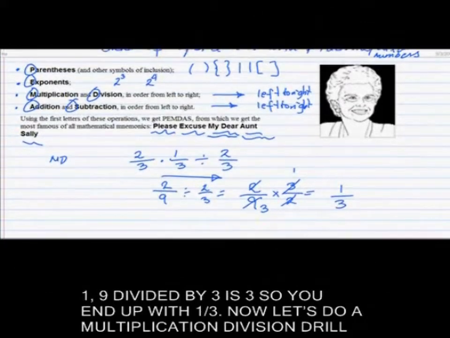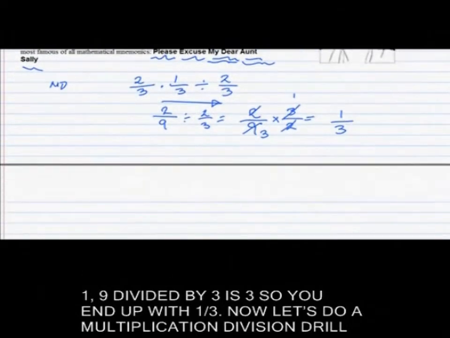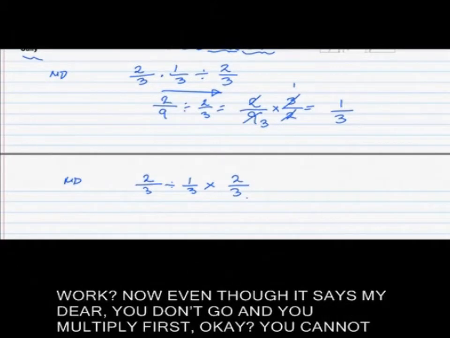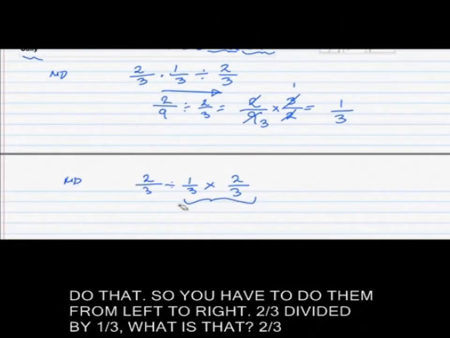Now let's do another multiplication and division drill, still my dear. So let's say I have this situation: 2/3 divided by 1/3 times 2/3. How does that work? Even though it says my dear, you don't go and multiply first. You cannot do that. You have to do them from left to right.